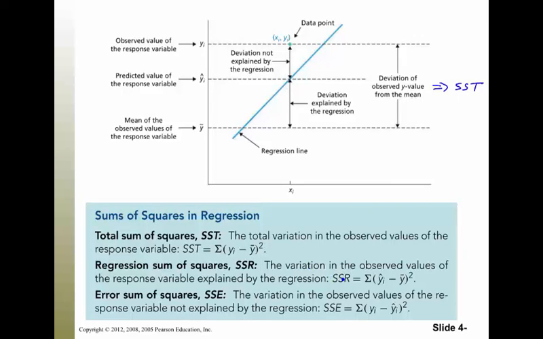Okay, SSR, that is the variation in the observed values of the response variable explained by the regression. Okay, so that's this one right here, SSR. And then SSE is the variation in the observed values of the response not explained by the regression. So that's this one here.